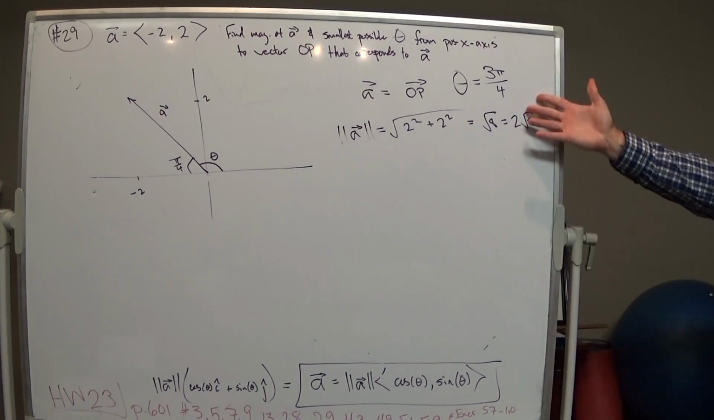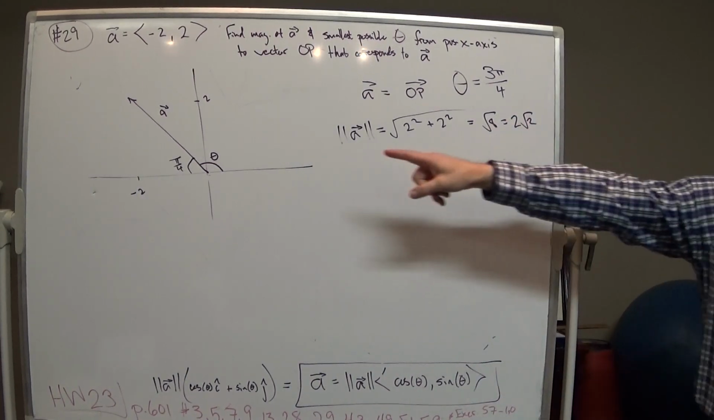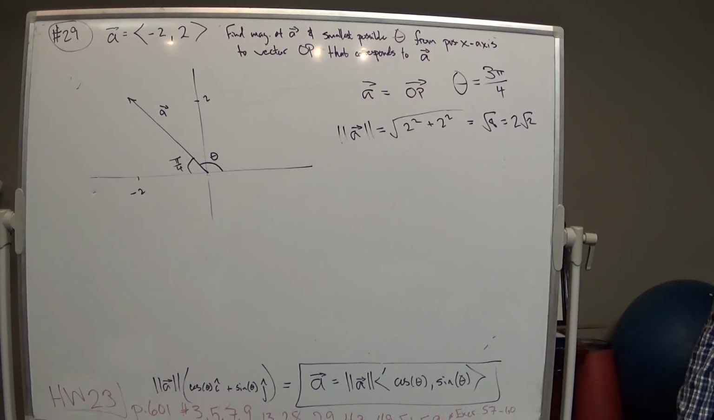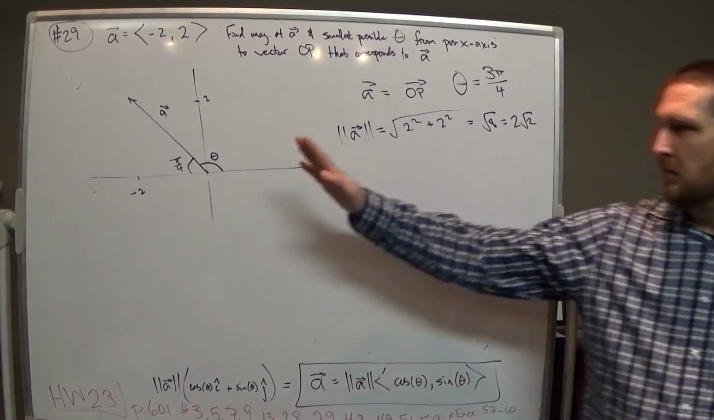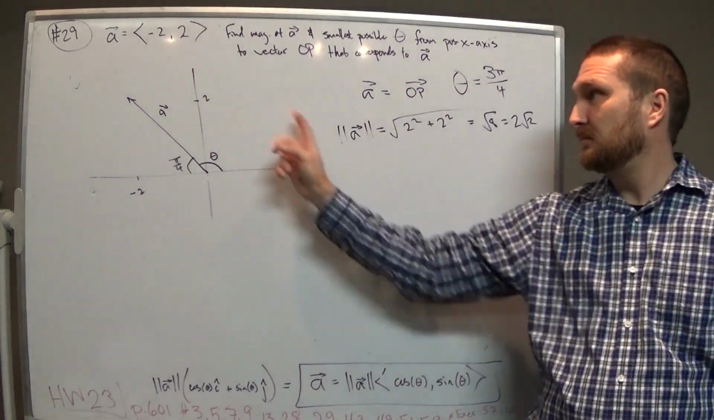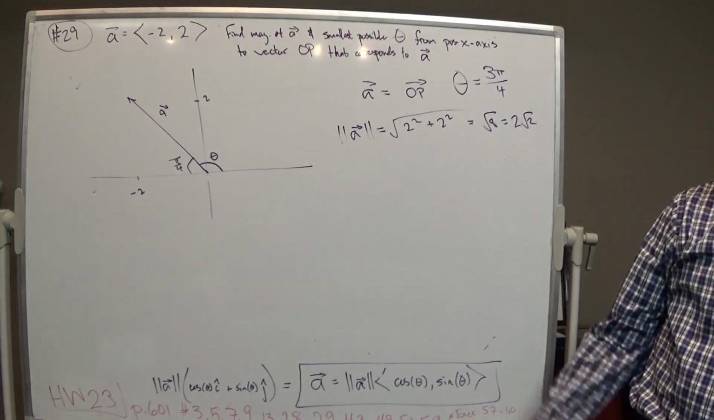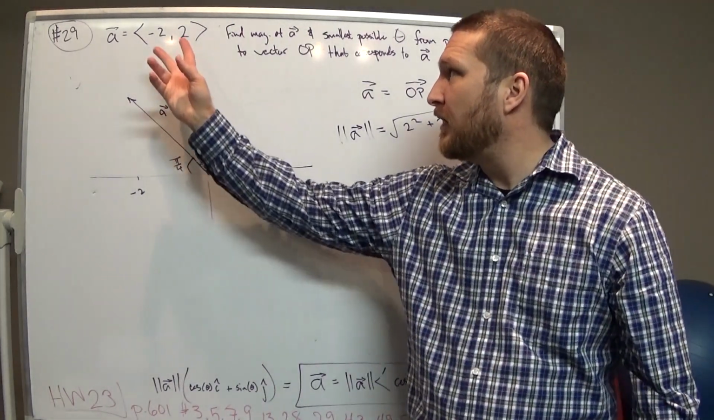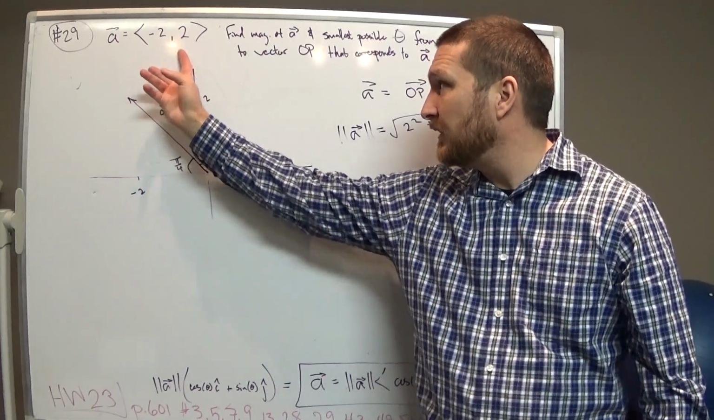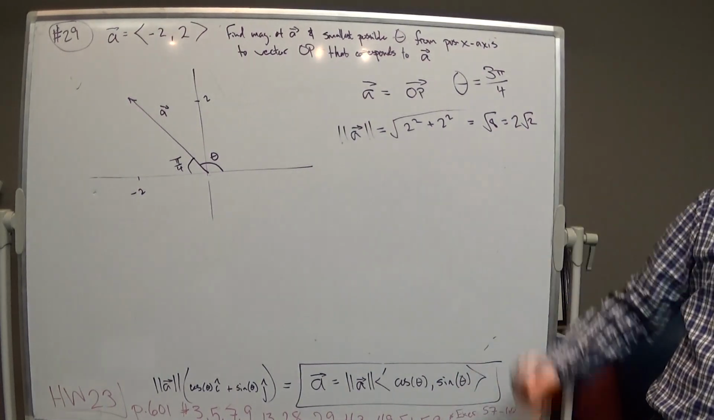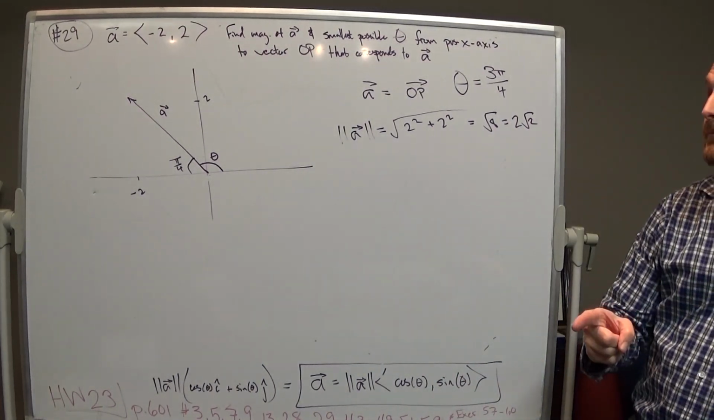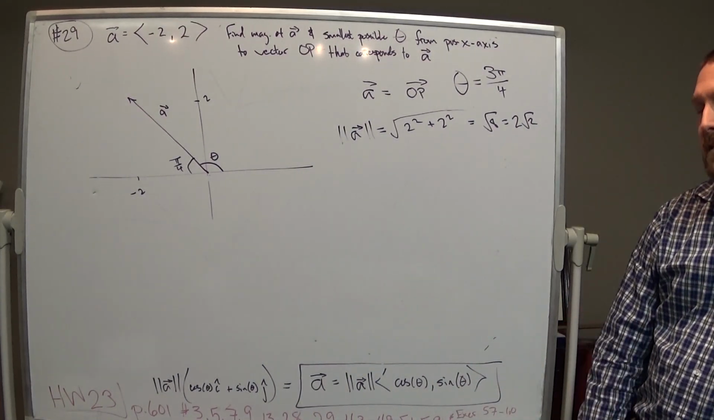But that's perfectly fine. Okay, that's enough information to define this vector, because you'll notice it has a length and it has a direction. Boom, that's that vector. And so now you've just converted from this type of vector into this type of vector. What if the numbers weren't the same? What if it wasn't just 2? That's what I wanted to get at.